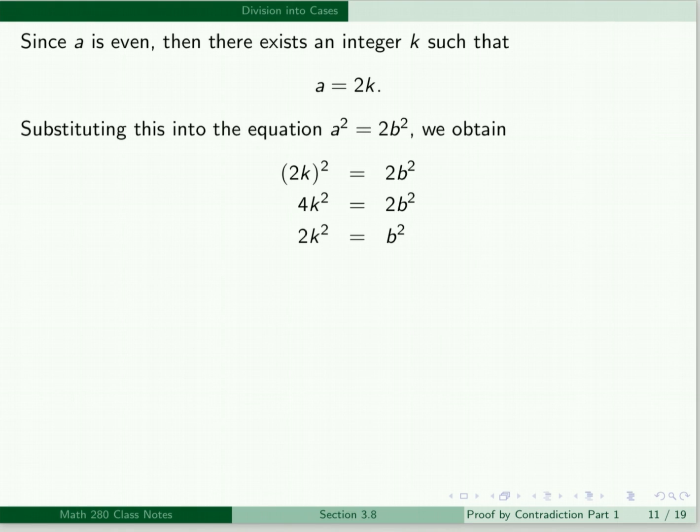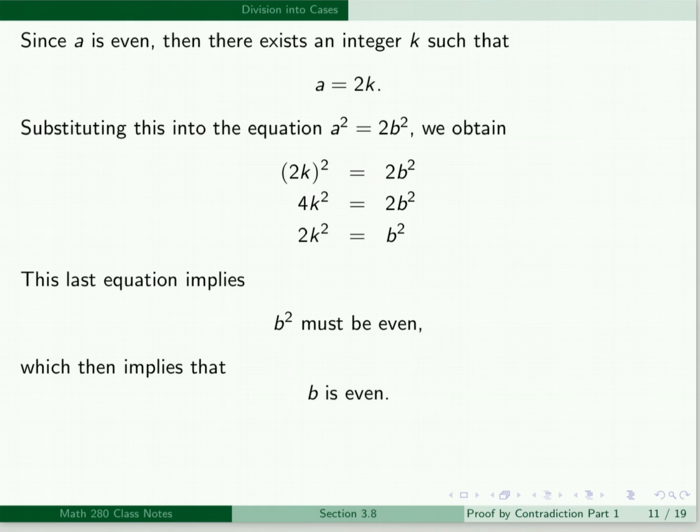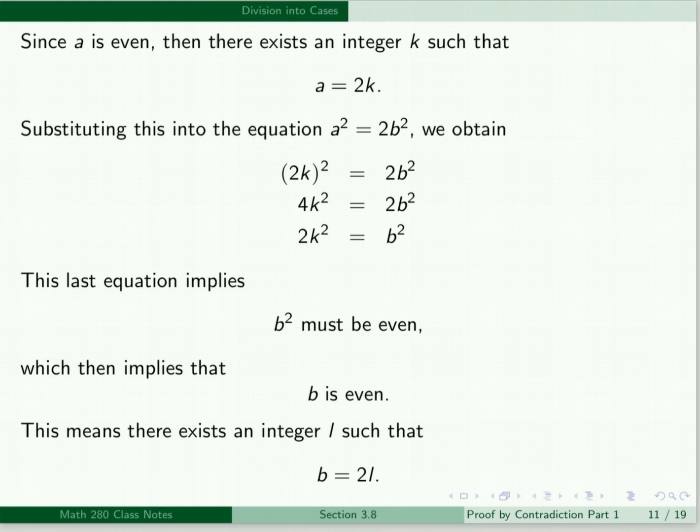Substituting this into the equation a squared equals 2b squared, we obtain (2k) squared is equal to 2b squared, and that gives us 4k squared is 2b squared. And now canceling 2 from both sides, we obtain 2k squared is equal to b squared. This last equation implies that b squared must be even, which then implies that b is even. And this means that there exists an integer L such that b is equal to 2L.